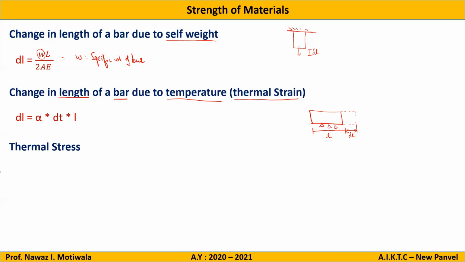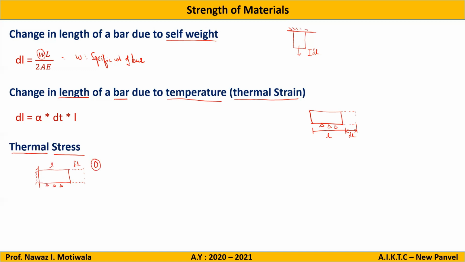Now let us come to the main, or important, topic, that is thermal stresses, for which I will draw a diagram like this. Let us say there is a bar of some length L and I am heating it up to some temperature. Because of this, the bar will try to expand by some value, let us say delta. Now if I am allowing it to expand freely, that means I am not applying any restriction to it, then the thermal stress in this case will be zero.